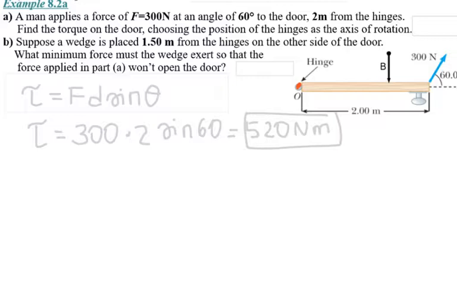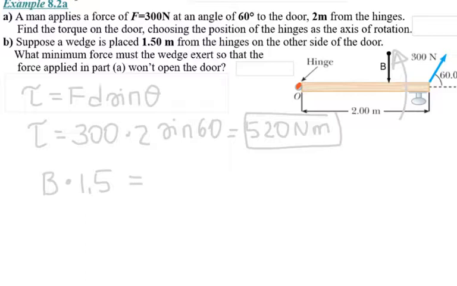And it's in the positive direction because it causes the door to rotate in a positive direction. For the second part, suppose that another force B is applied, opposing the motion. So for B, we have to find the distance, correct? So we have B times the distance. Actually, the distance is 1.5 meters, so it's the force times 1.5 meters.